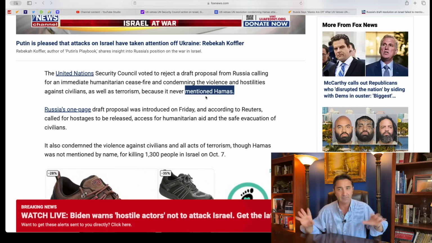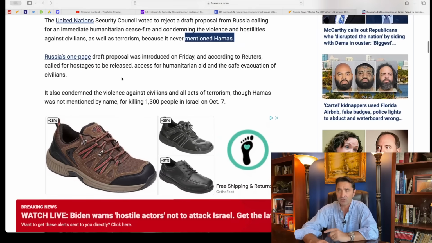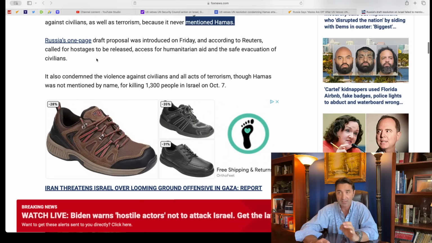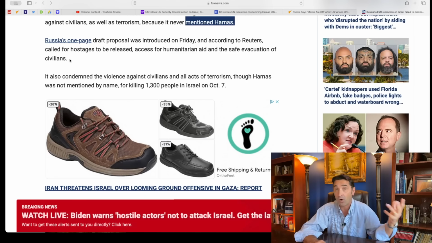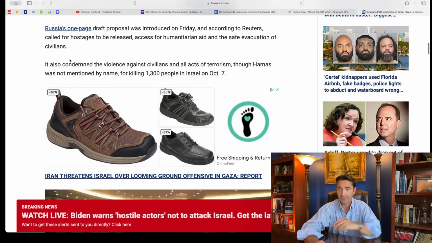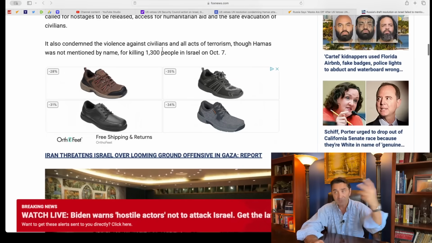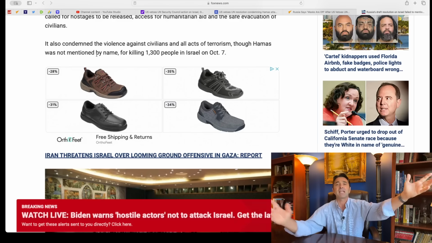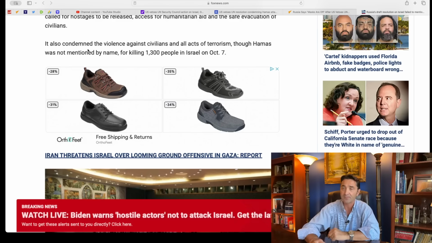Everybody else is bad. Russia's one-page draft proposal was introduced on Friday and, according to Reuters, called for hostages to be released. We agree with that, right? Access for humanitarian aid and the safe evacuation of civilians. We agree with that, don't you? It also condemned the violence against civilians and all acts of terrorism, though Hamas was not mentioned by name. Jesus Christ, superstar. So, that's what it was, my friends. So, because of that, those guys can destroy themselves.